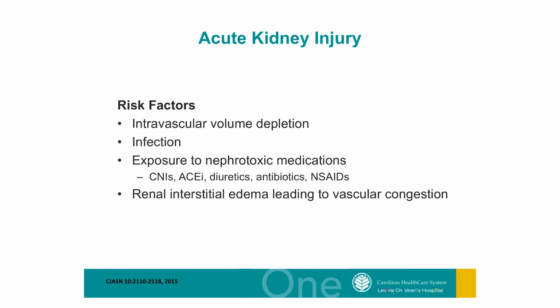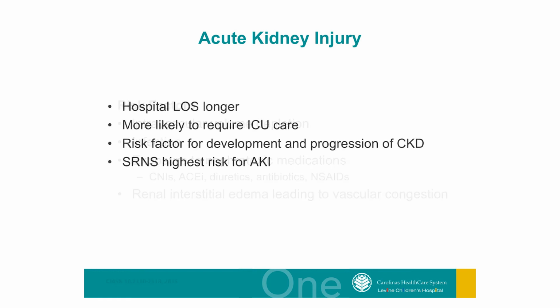Many of these kids will require transient or temporary acute dialysis to get them through this process. It results in a longer length of stay, which none of us want, and certainly the insurance companies don't like that either, and we would like these kids to not be in a hospital and in school where we want them to thrive. These kids are more likely to require ICU care. The risk factor for development and progression of CKD seems to be associated with these bouts of acute kidney injury, and obviously our steroid-resistant nephrotics are at the highest risk for acute kidney injury because we never can get them into remission.